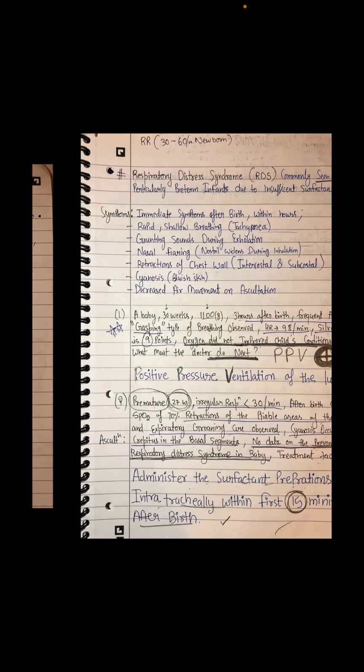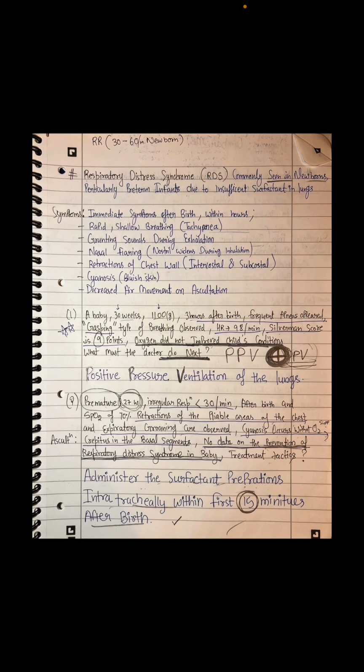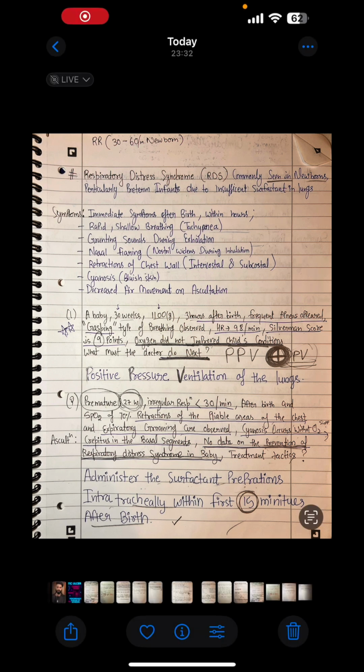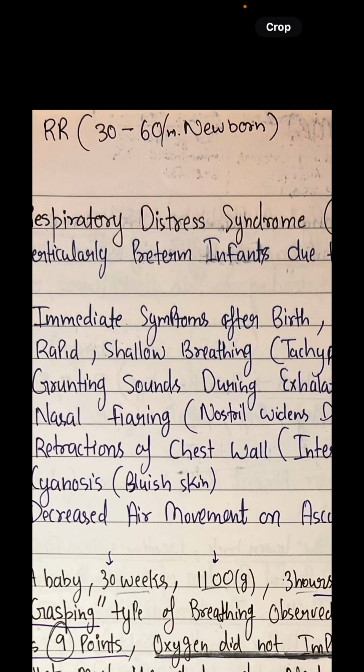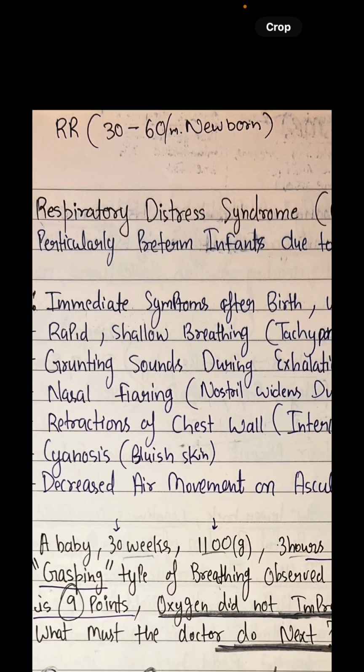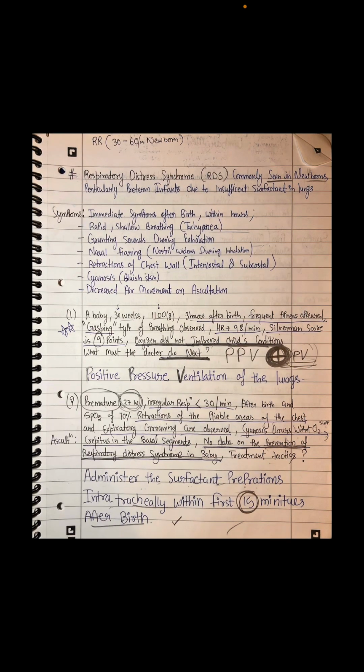So enough about Salmonella. Next is respiratory distress syndrome. This is commonly seen in newborns, more commonly in premature newborns, particularly preterm infants, due to insufficient surfactant in the lungs. So sir, what symptoms are we going to see in the newborn? The normal respiratory rate of the newborn is 30 to 60 per minute.